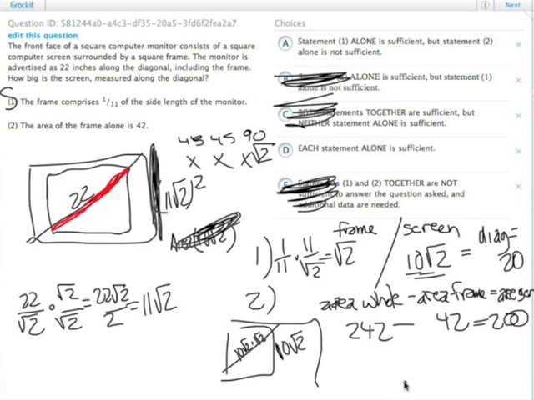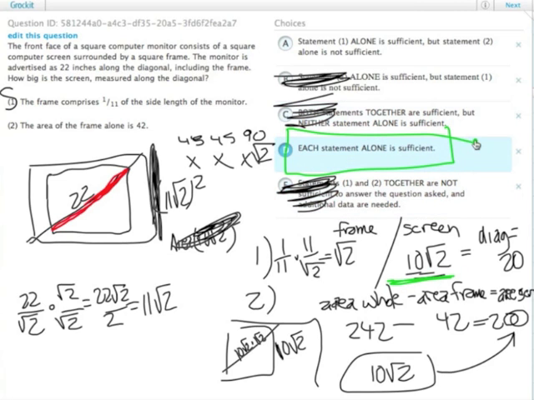Now we know that the area of the screen is 200. From there, each side length is going to be 10 times the square root of 2, because 10 times the square root of 2 times 10 times the square root of 2 equals 200, and from there we are at exactly the same point that we were in statement 1, and we have the same information. So each statement on its own is sufficient.